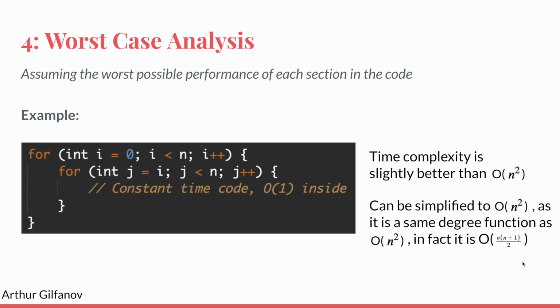This is because the real time complexity of this program is O of n times n plus 1 divided by 2, which is the same degree polynomial as O of n squared, which means that writing n squared instead of its real time complexity will make the time complexity of this program easier to read, and it would also be safer, as we are assuming the worst, and therefore if the worst possible performance can pass the tests, that means that our program will most likely pass the time limit.